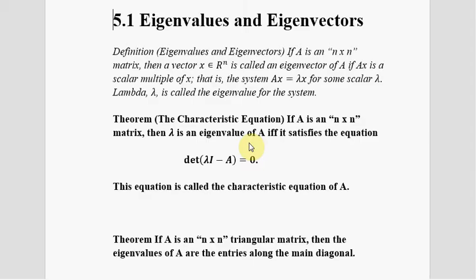But right now, we just look at what is an eigenvalue, what is an eigenvector. If A is a square n by n matrix, then a vector x that is an element of Rn is called an eigenvector of A if Ax, the matrix A times x, is a scalar multiple of x. That is, the system Ax equals lambda x for some scalar lambda. Lambda here is called the eigenvalue of the system.